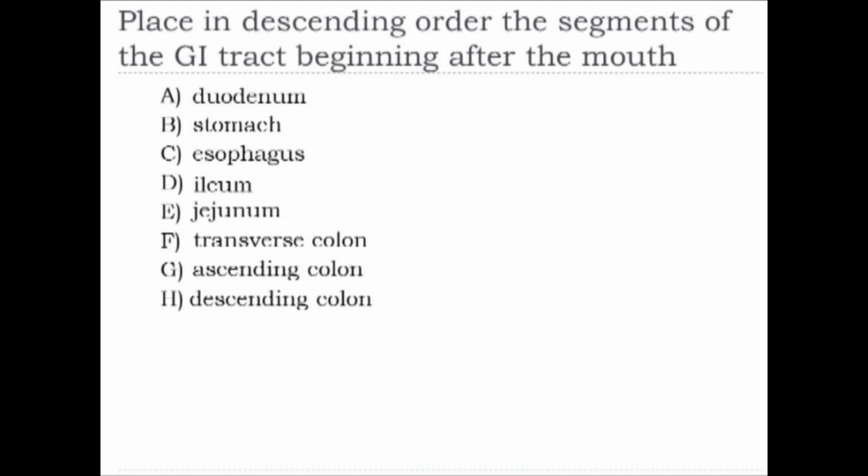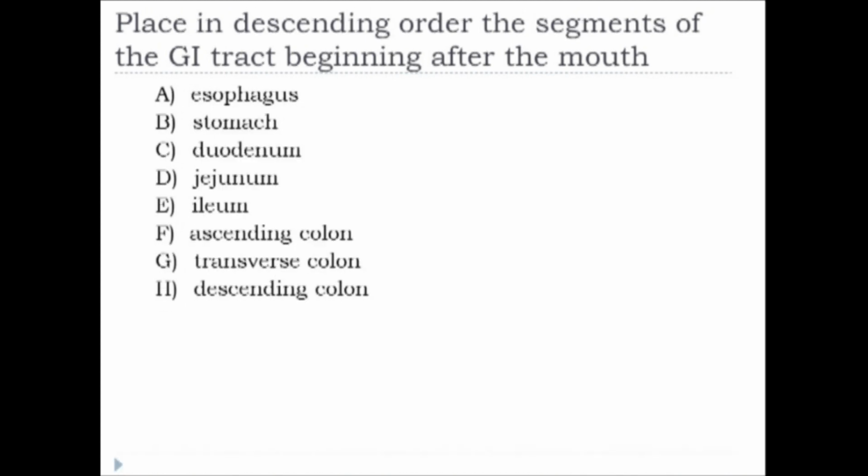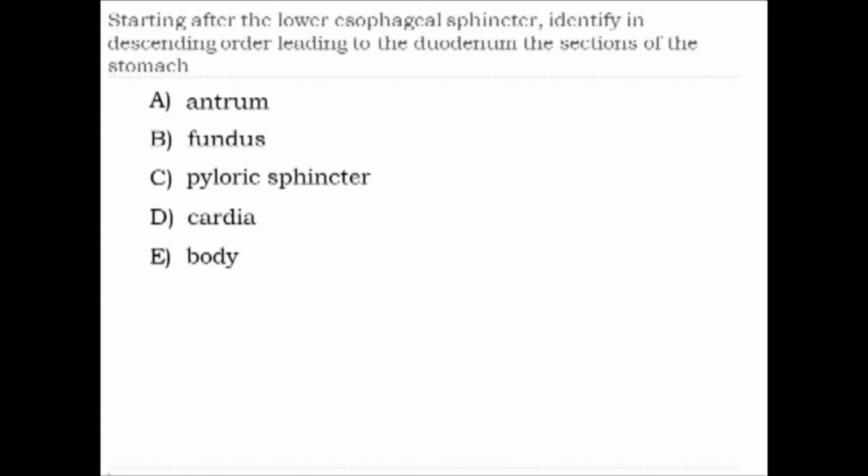Next question, place in descending order the segments of the GI tract beginning right after the mouth. Pause here and arrange the series of different segments of the intestine in the right order. This would be the correct alignment: esophagus, stomach, duodenum, jejunum, ileum, ascending colon, transverse colon, and descending colon.